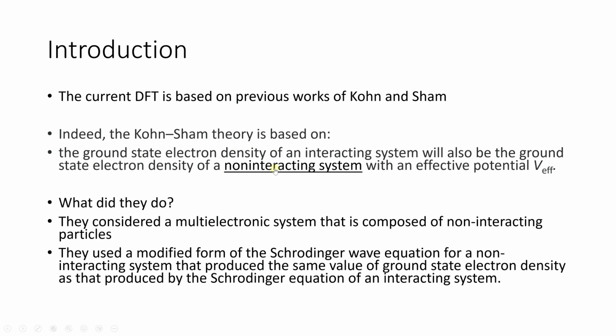The ground state electron density of an interacting system will also be the ground state electron density of a non-interacting system with an effective potential V effective. Okay, so first of all, you need to know what a non-interacting system is.